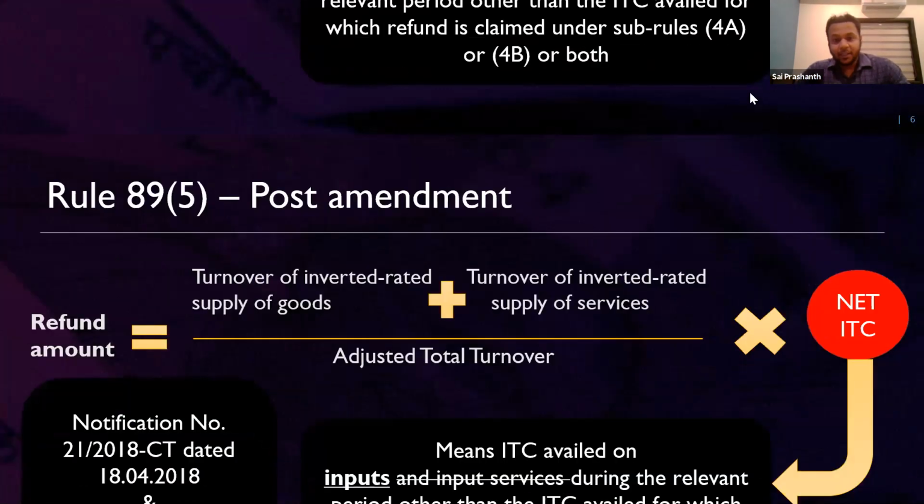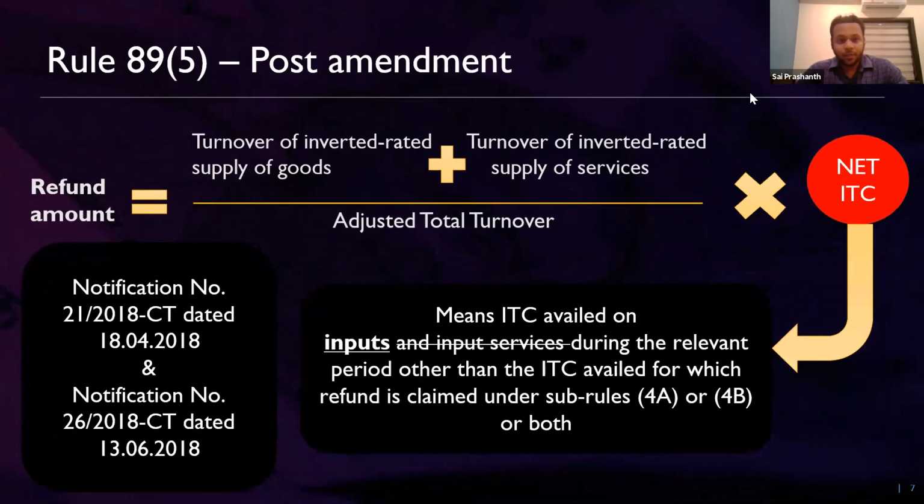In 2018, there was an amendment to this particular formula. Everything else remained the same, but the definition of net ITC was changed. What was the change? There was a removal of the strike through portion which says "and input services". So after the amendment, net ITC means only ITC availed on inputs. So input services as a concept was completely omitted from 89.5.